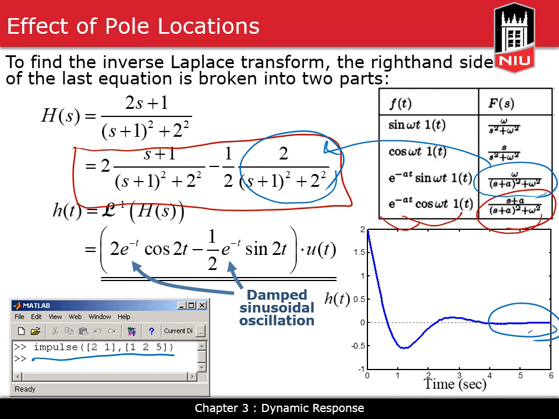But as you can see, the effect of poles on the response can be seen. Most importantly, the pole having a positive real part or a negative real part affects the stability or instability. The imaginary part of the pole will affect whether there will be any oscillations or not, how large those oscillations are, and what would be the frequency of those oscillations.